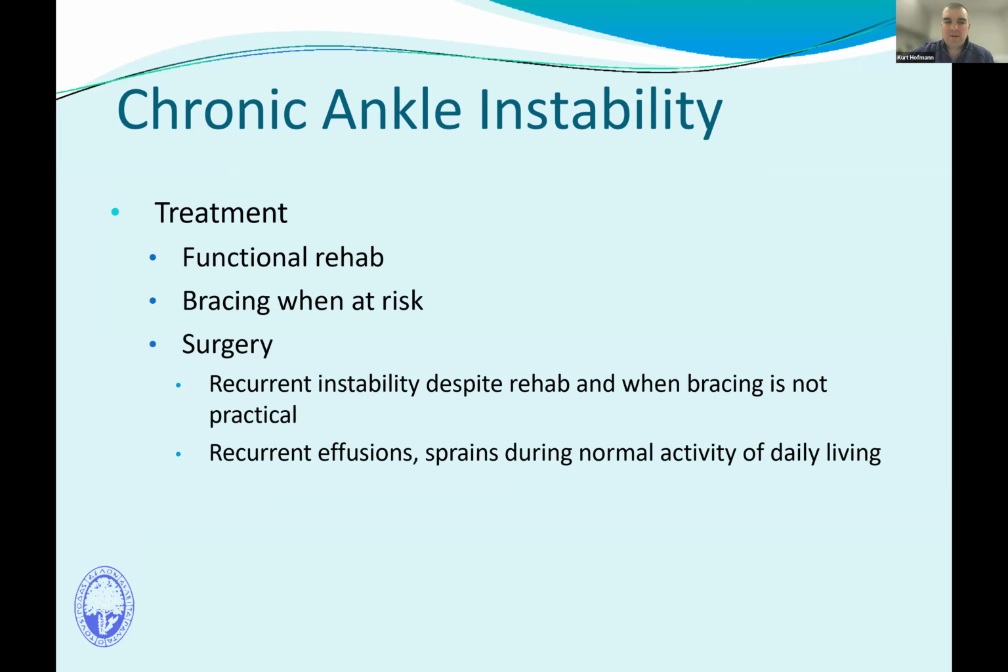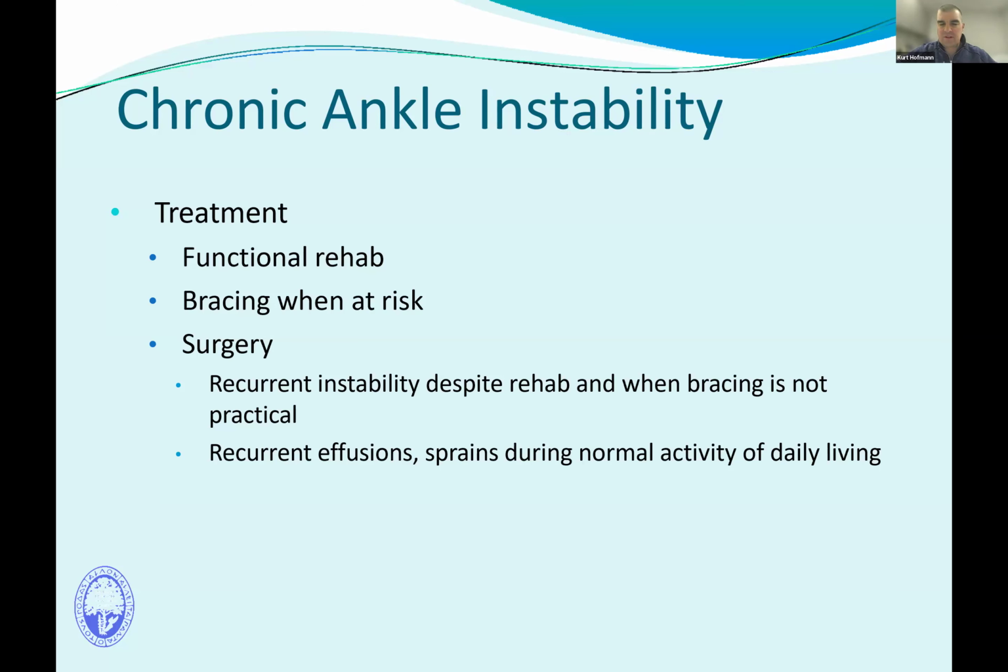Surgery comes down the line when these things have failed, whether they've done physical therapy, home exercise program, bracing, some sort of stabilization exercises, and they're continuing to have symptoms. They are unable to return to their previous level of function. That's when surgery comes into play. What that looks like is, again, recurrent instability despite rehab.